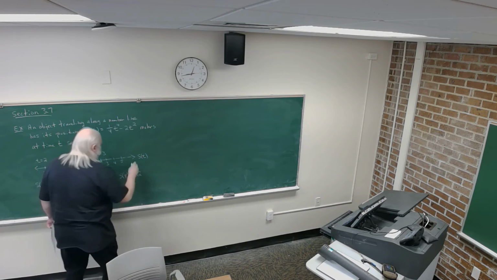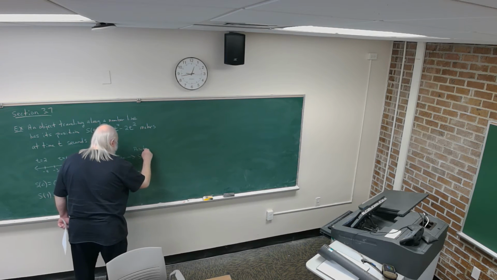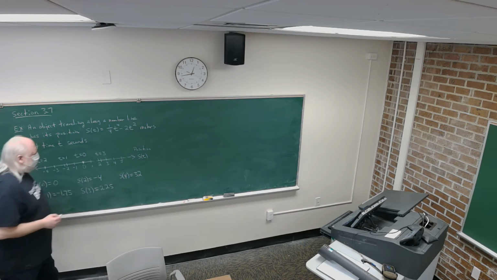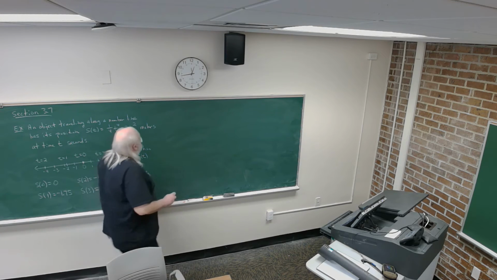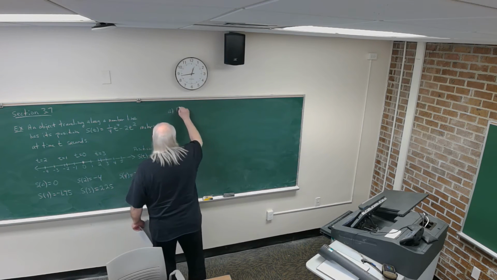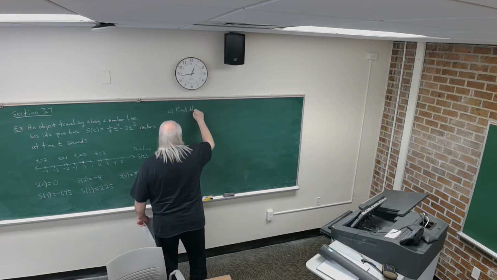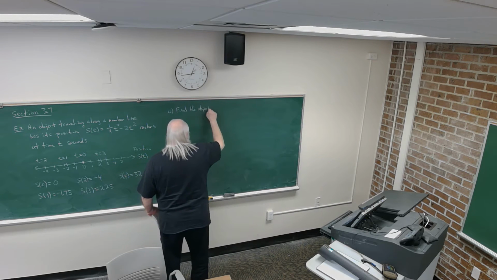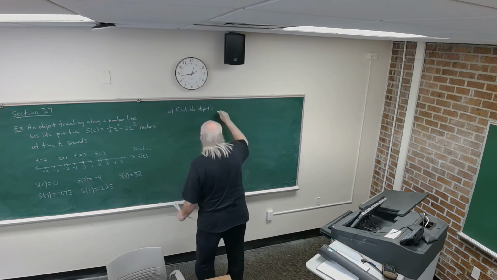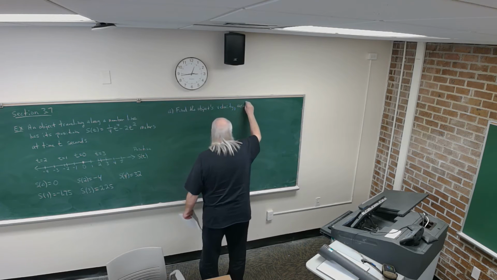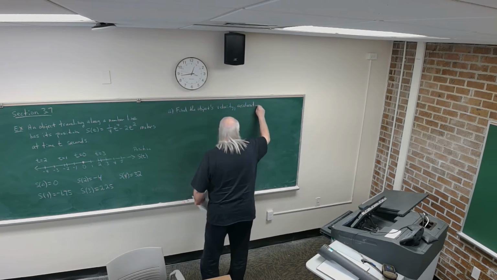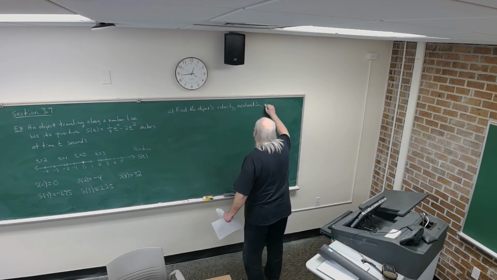So this number line gives us the position, the location of the object at time t. Okay. It's not a timeline. Okay. I want to emphasize that it's not a timeline. Okay. So in part A, we're going to find the object's velocity, acceleration, and speed.